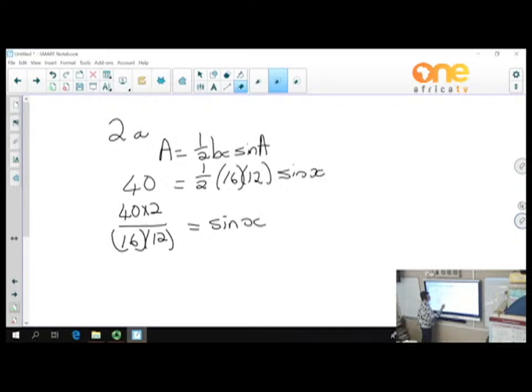And how are we going to get that value of x? Second function, sine. Second function. You must do this now in your books. Second function, sine.